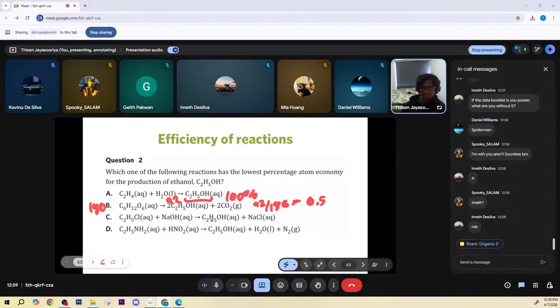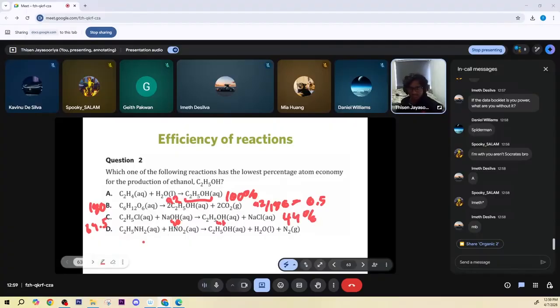This one down here, the desired product has a molar mass of 46. Over here we get 40 plus, what is this, CH, 24, 29, 29 plus 35.5, which is 64.5. So we have 64.5 plus 40. We do 46 divided by this, and we get 44%.